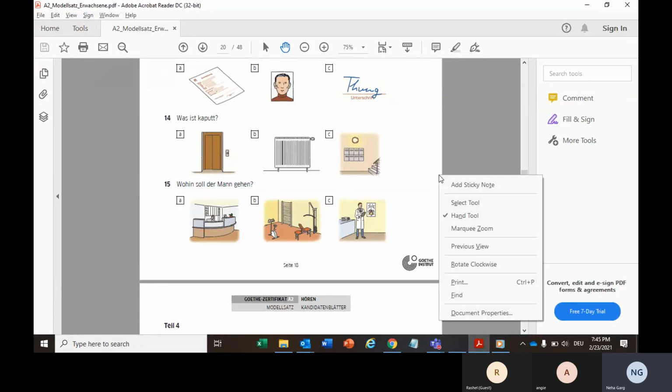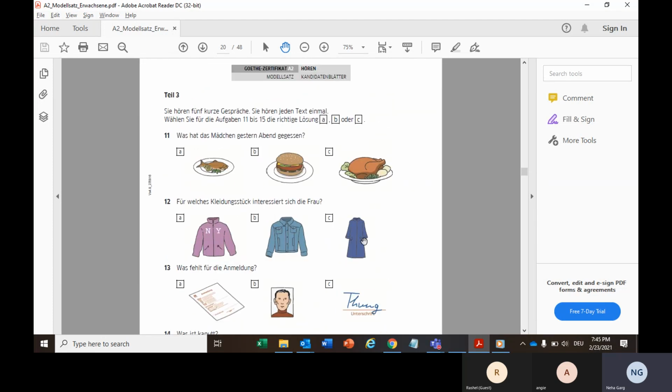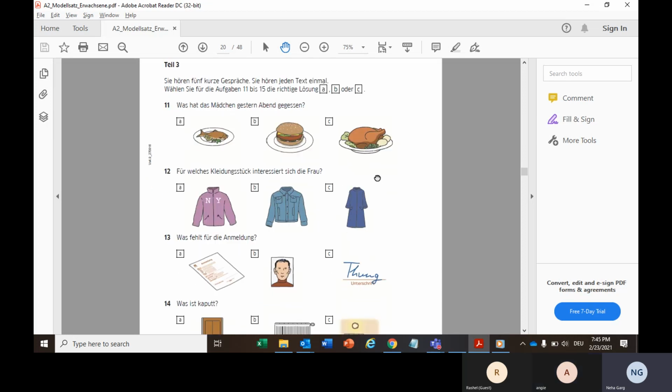Okay, now let's discuss the answers. 11. Was hat das Mädchen gestern Abend gegessen? A, B oder C? Quickly, guys. You have already noted down the answers. C. Richtig. So she said that she wanted to eat hamburger, but their friends went to the fish restaurant, and then she had the option only to have Hähnchen, which she had. So C is the correct answer.